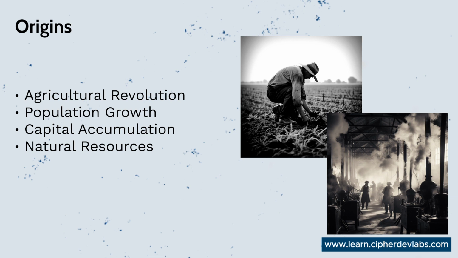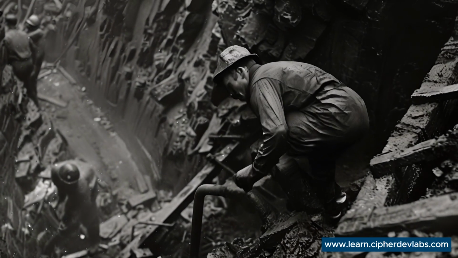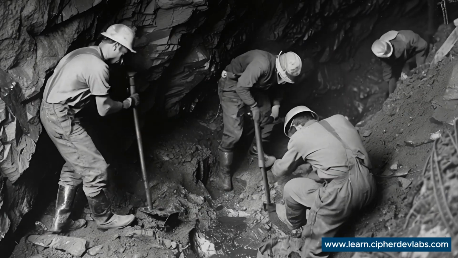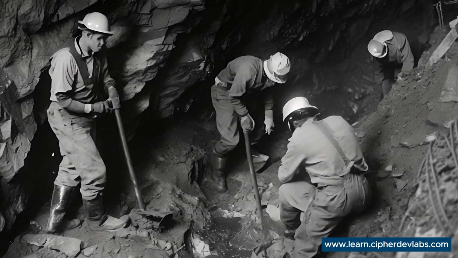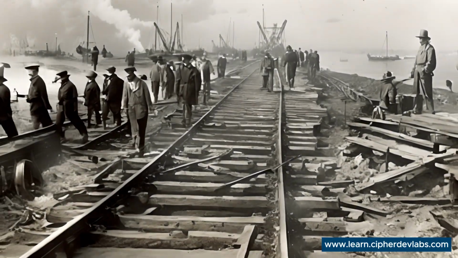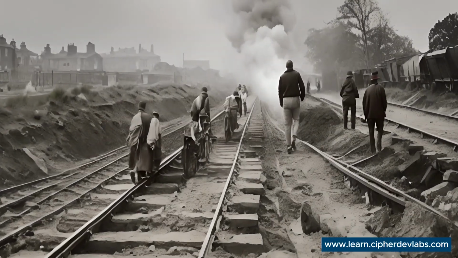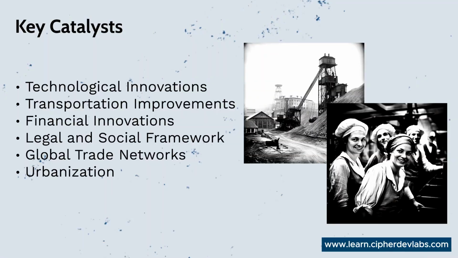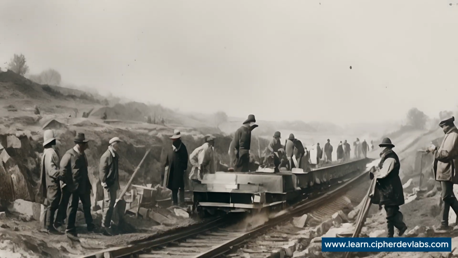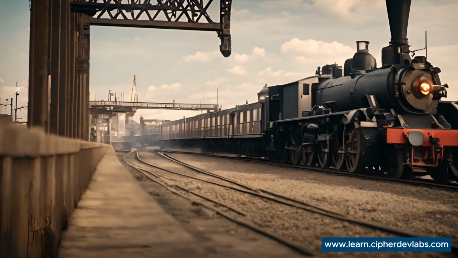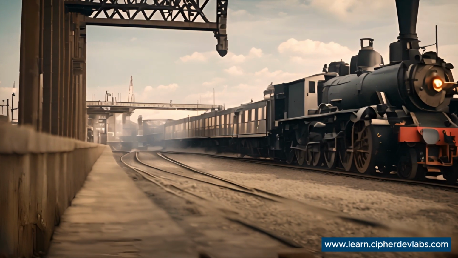Natural resources. Britain's rich deposits of coal and iron ore were crucial for the Industrial Revolution. Coal provided the fuel for the steam engines, and iron was a fundamental material for building machinery and infrastructure. At the heart of this revolution was a remarkable invention, the steam engine. Improved by James Watt, it became the powerhouse of the industry, driving machinery, transforming production, and powering locomotives and steamships that connected the world like never before.